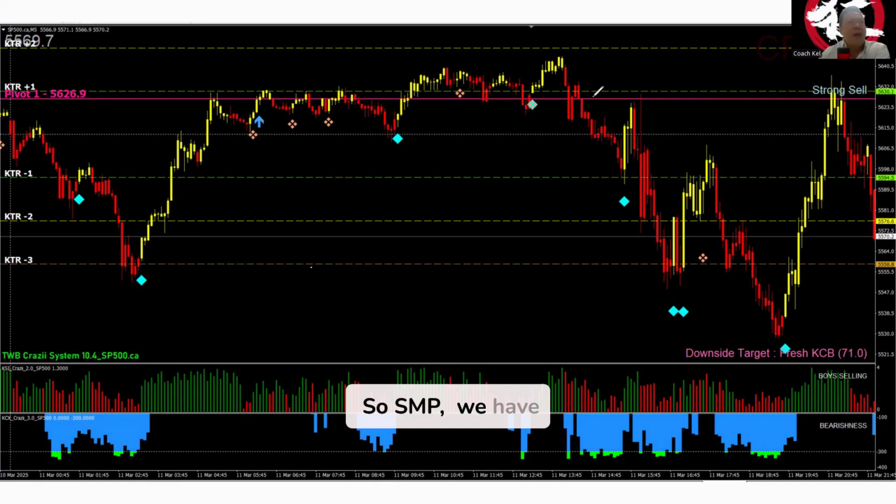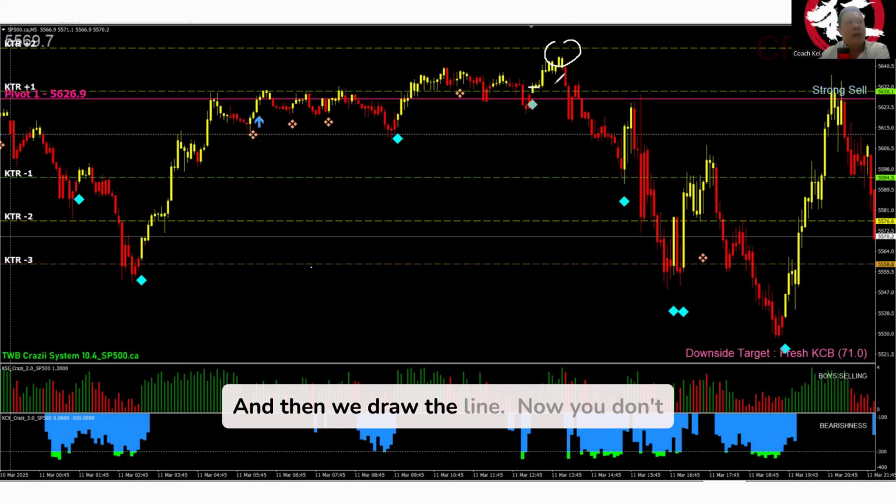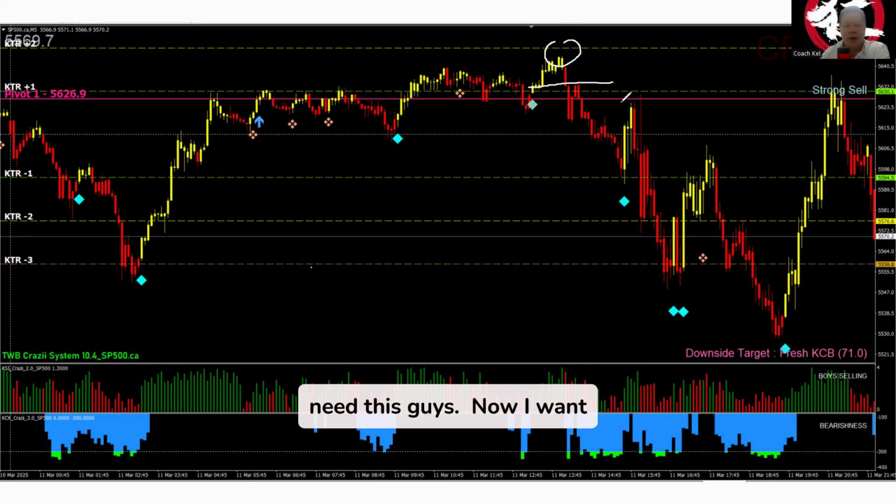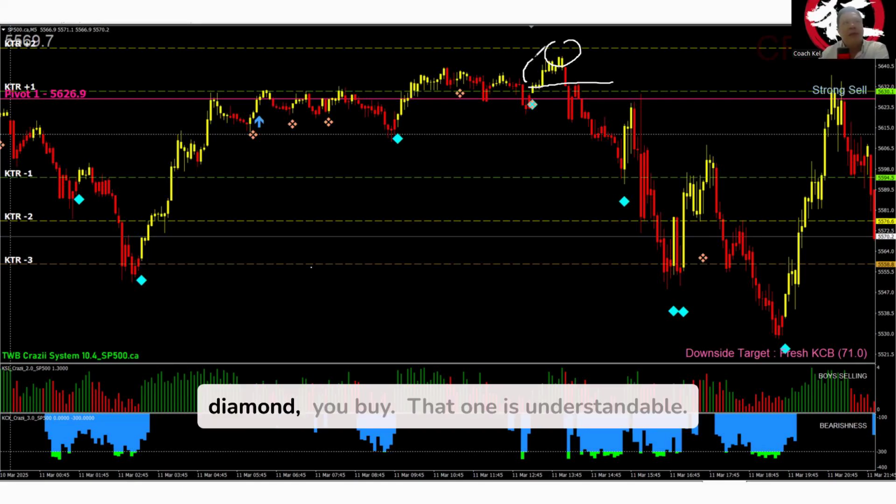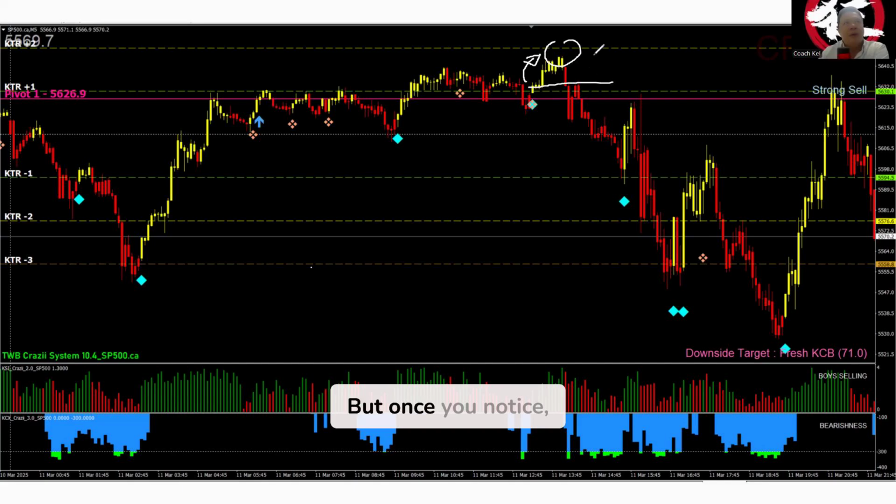So S&P, we have it simple, meaning here we mark the KTR +2, and then we draw the line. Now you notice this, guys. I want you to take notice of this. Whenever there's a diamond, the turning point is very clear: when you move above the diamond, you buy. That one is understandable.